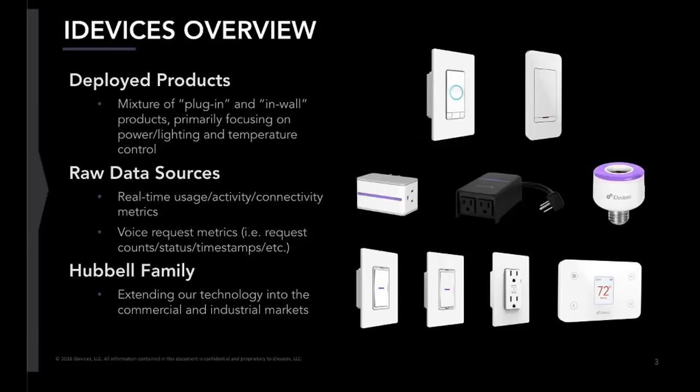iDevices was founded in 2010 with the introduction of the iGrow Bluetooth cooking thermometer. In early 2014, we were invited by Apple into the Early Access Program for HomeKit as one of the original 12 launch partners, which drove a pivot from cooking and grilling space into home automation. Fast forward a few more years, we now have 8 products in the market, both plug-in and in-wall devices, primarily around power and lighting and thermostat spaces.